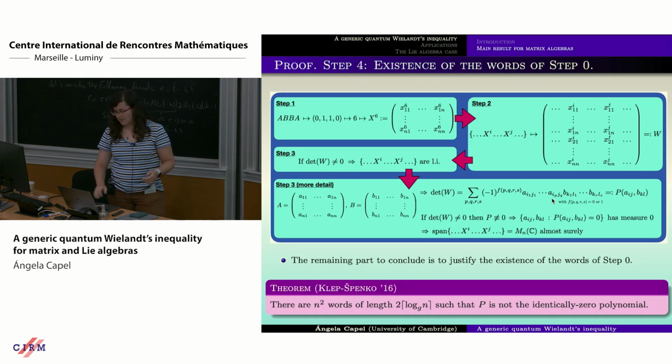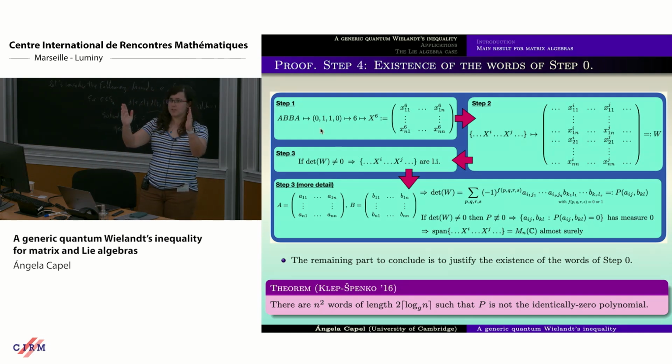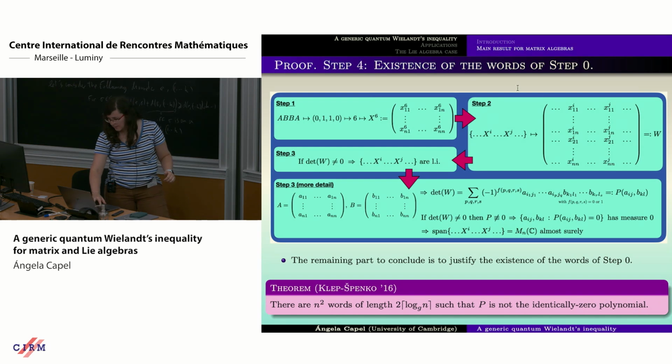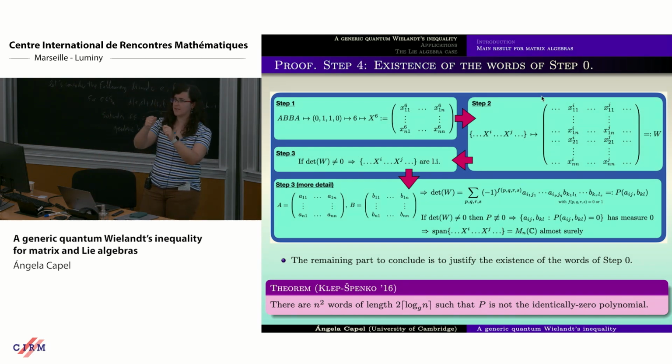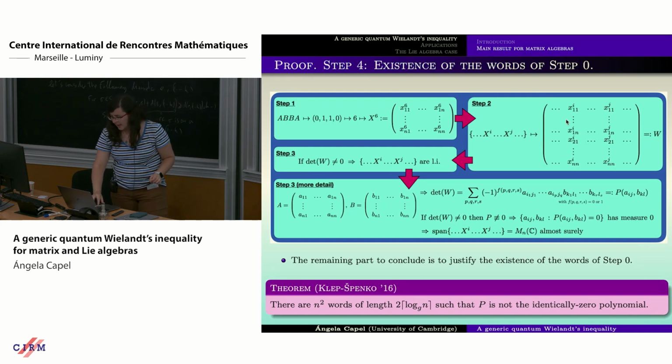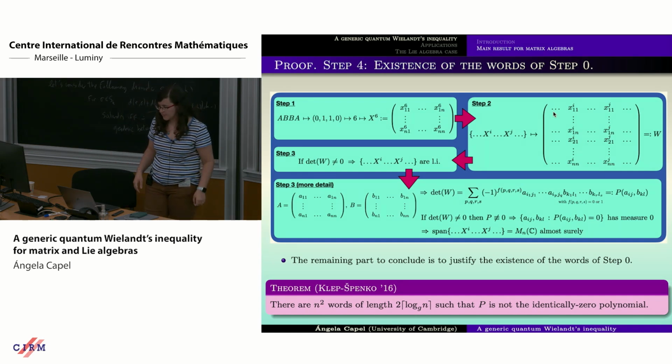And this is what they did in this previous paper of Klep and Spenko. They found that if you take, with this order, the first n² words that you can construct, the monomial that appears in the diagonal of this matrix appears only once. They did this by some argument related to graph theory. And because this monomial appears only once, you know that nothing is going to be able to annihilate it. So your polynomial is not going to be able to be zero.